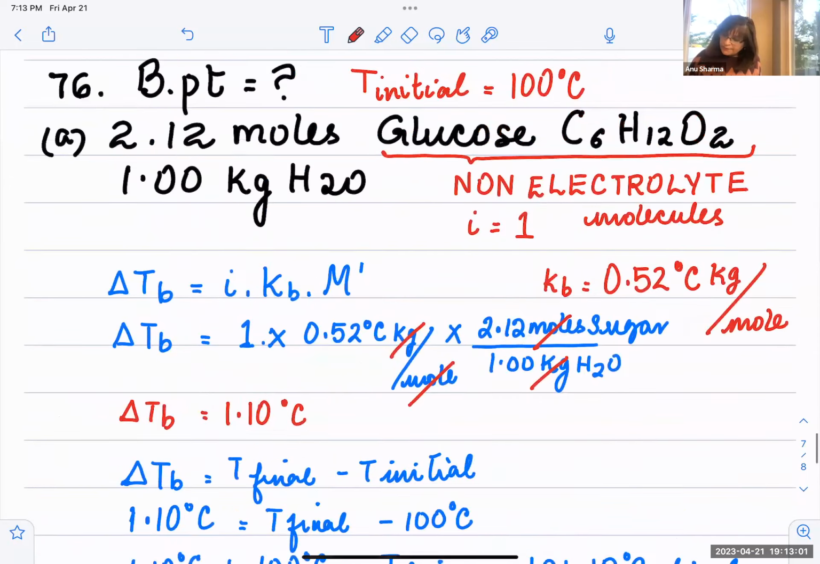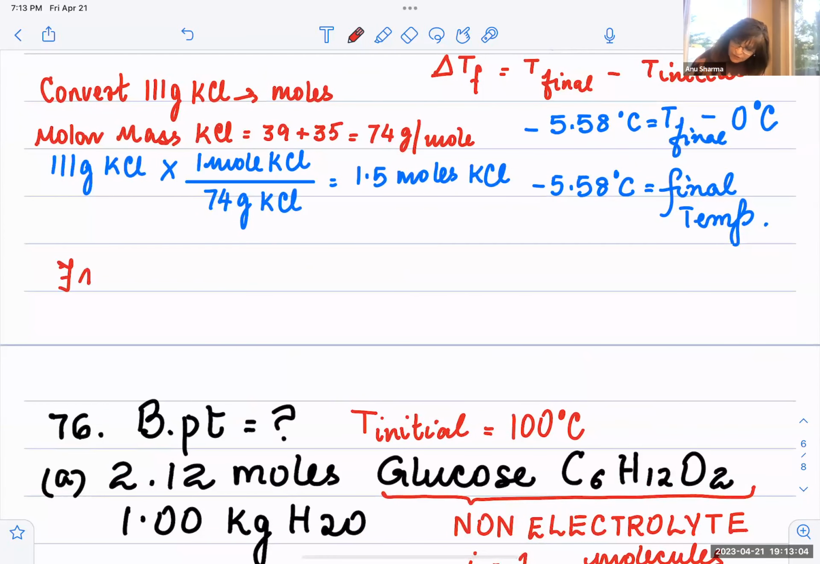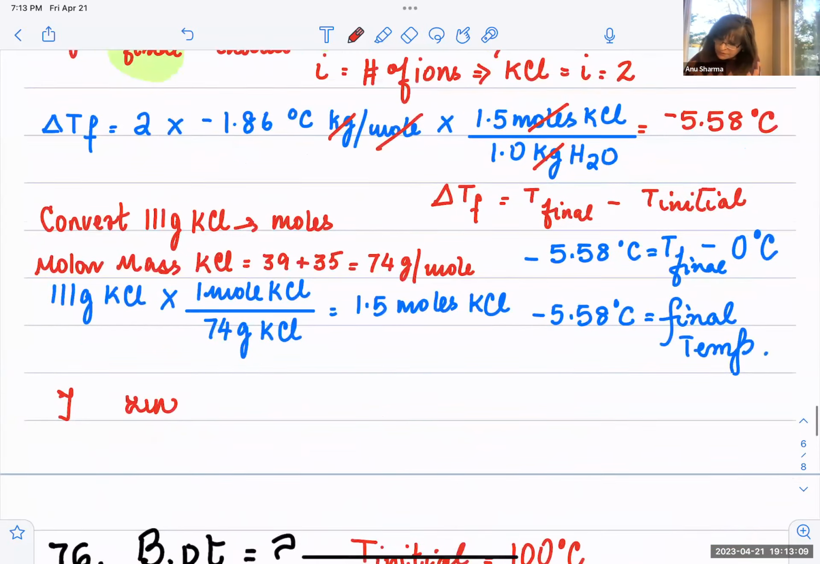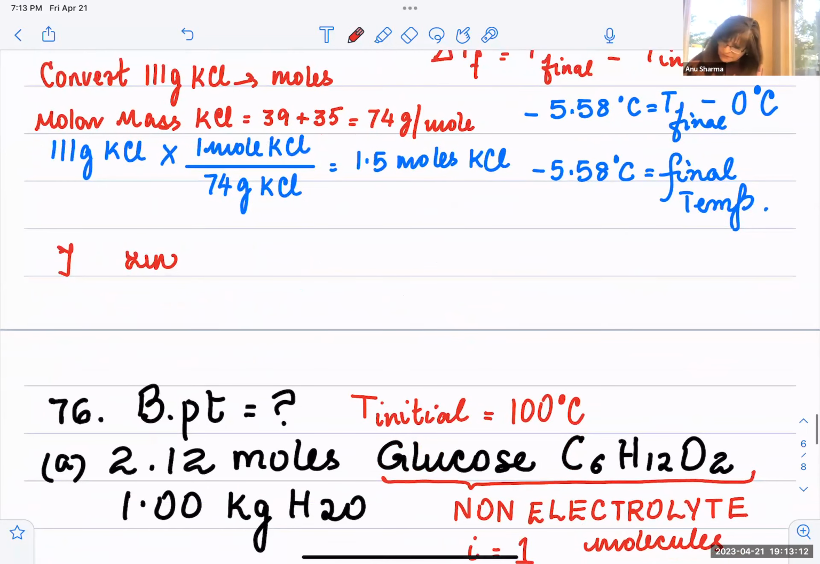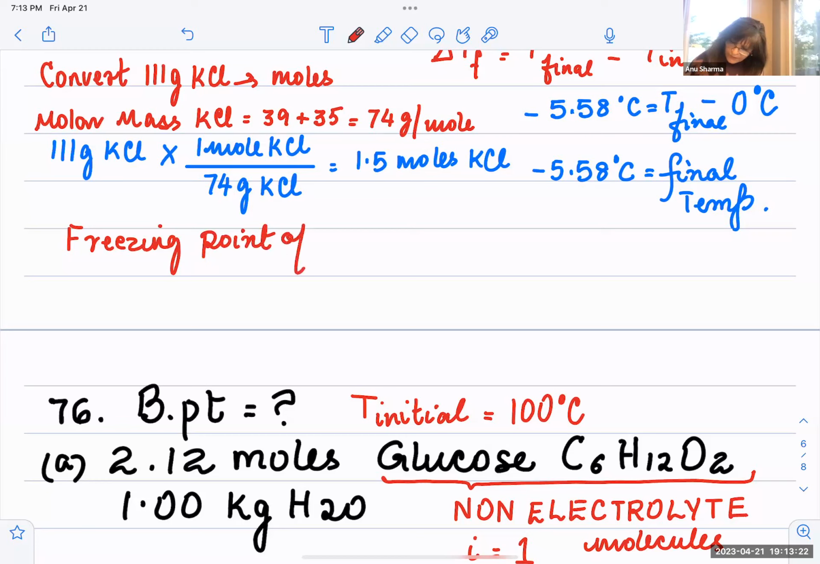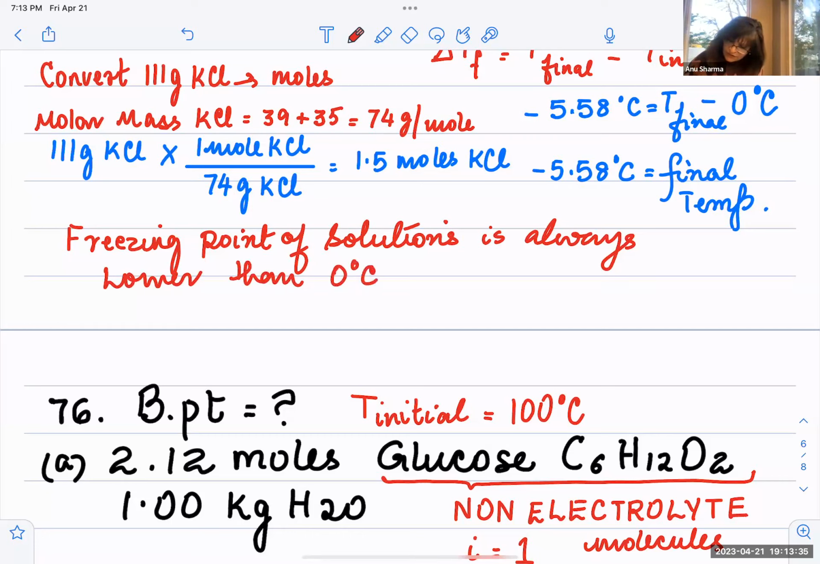Next is the depression. Always, the freezing point of solutions is always lower than 0 degrees Celsius. So in case you are confused about your answer, you can get it from there.